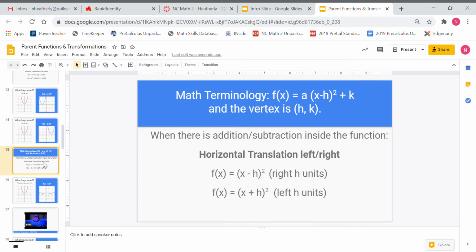So if we were to write it with the correct math terminology, we would say a horizontal translation, left or right. And remember, right is minus and left is plus.